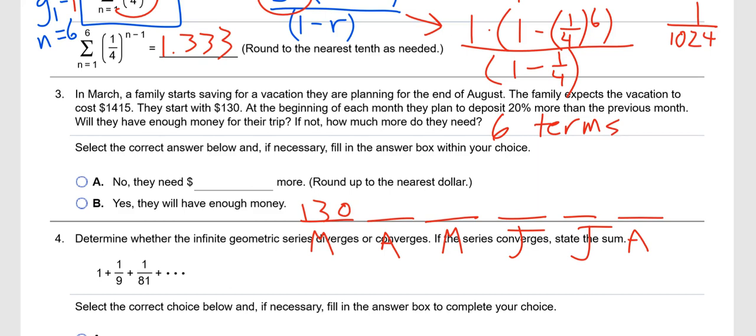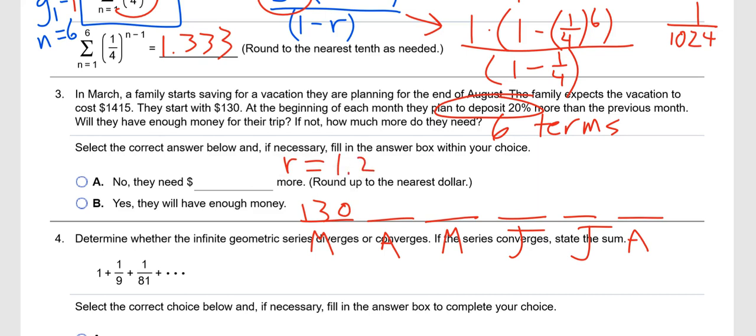Wait, so are we trying to get all the 6 terms? Okay, because we're putting money into the account, right? We are adding these together. But they're smart enough to know that if they only put $130 in for 6 months, there's no way they're going to get to the total that they need for the trip. So they said, well, what if we increase each deposit by 20%? Now, what multiplier is that?